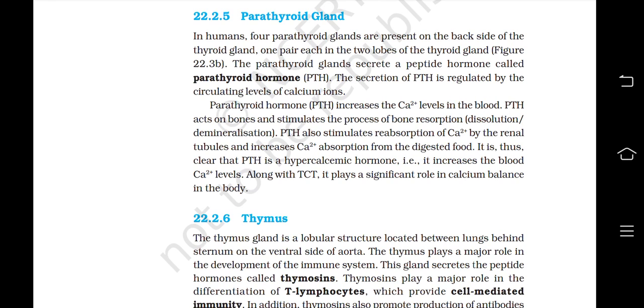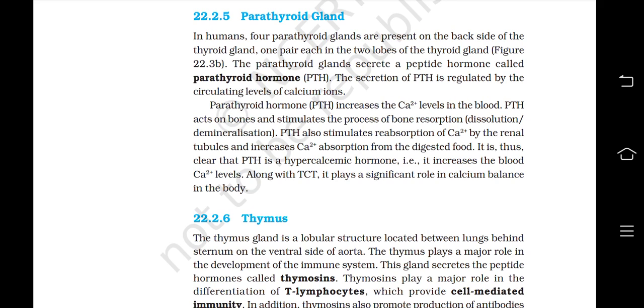We are starting off with the parathyroid gland. In humans, four parathyroid glands are present on the backside of the thyroid gland, one pair each in the two lobes of the thyroid gland. The parathyroid glands secrete a peptide hormone called parathyroid hormone. The secretion of PTH is regulated by the circulating level of calcium ions.